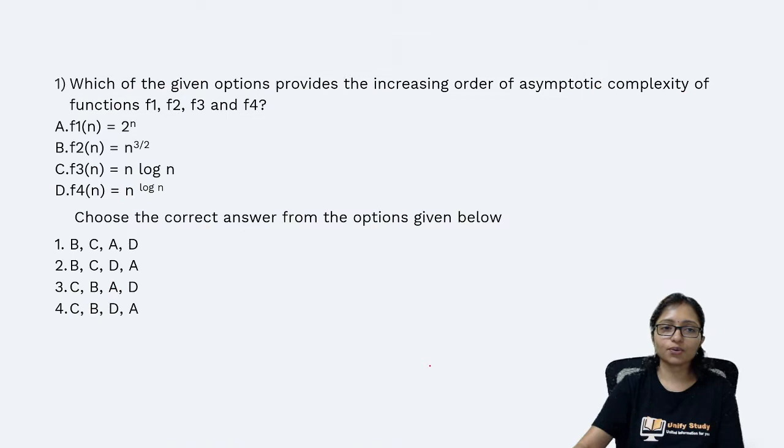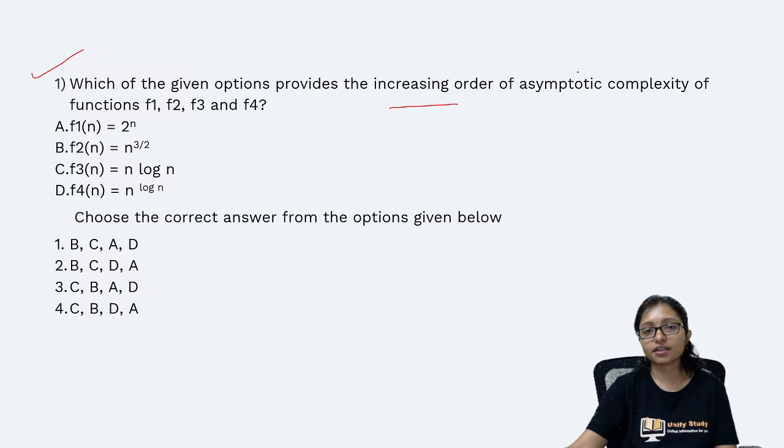Here you can see from the comparison only the asymptotic comparison came here.